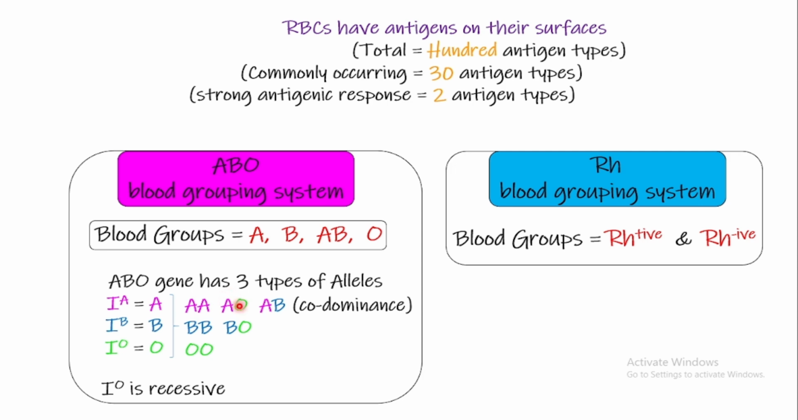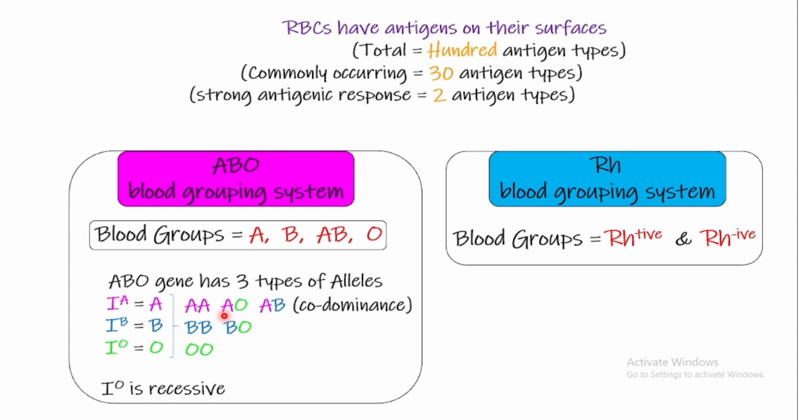As IA is a dominant allele and IO is a recessive one, IA will dominate, and the phenotypic representation will be in the form of the A blood group, in the form of A antigen. So one allele is IA, the other allele is IO, the genotype is AO, and this genotype will give a phenotypic representation of A antigen present on the surface of red blood cells. So the blood group of the person will be blood group A.